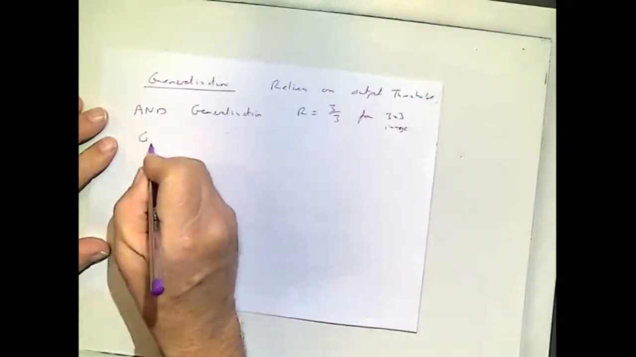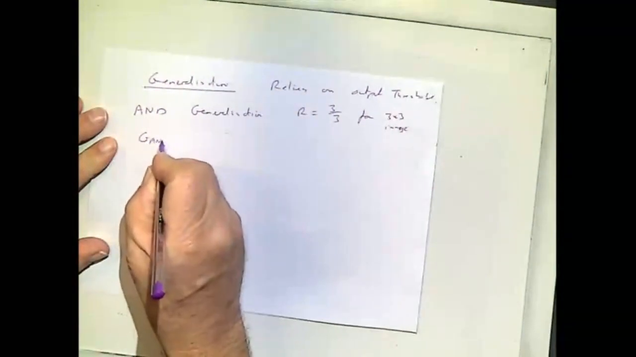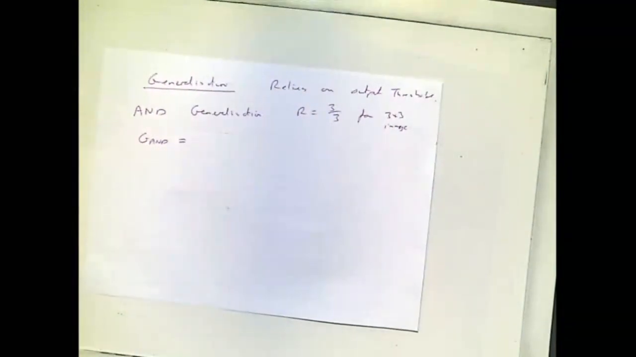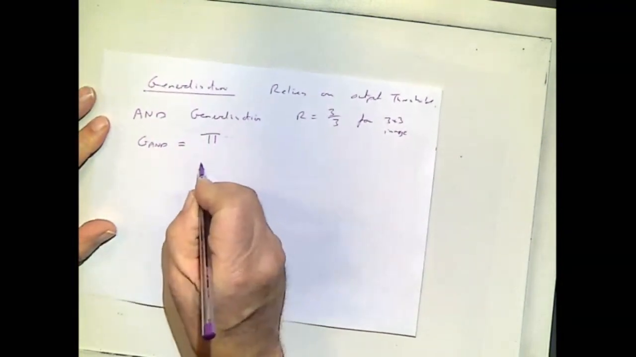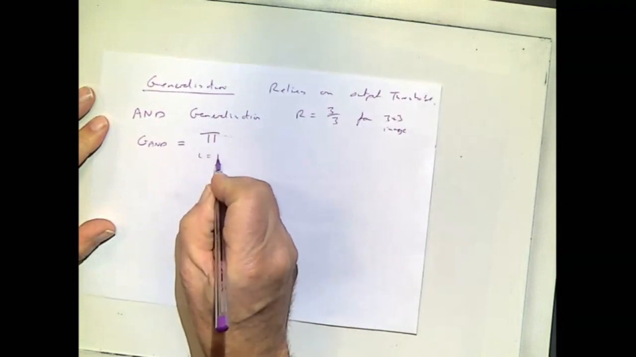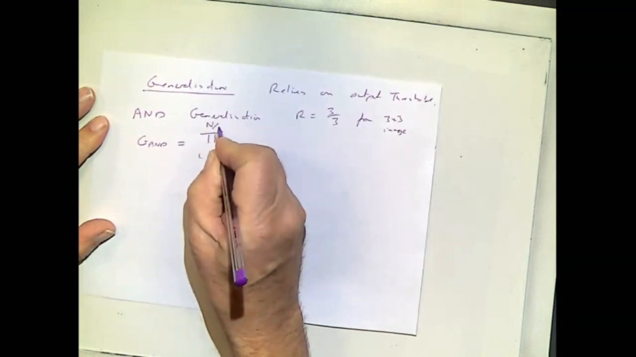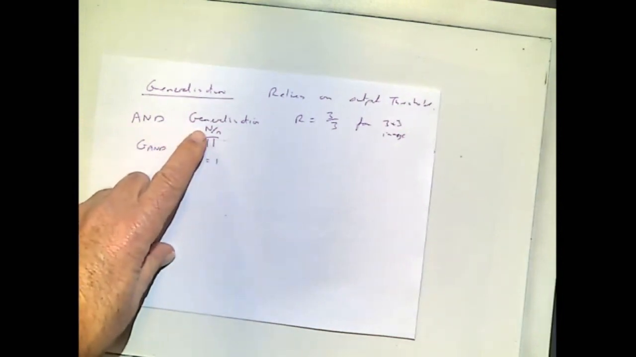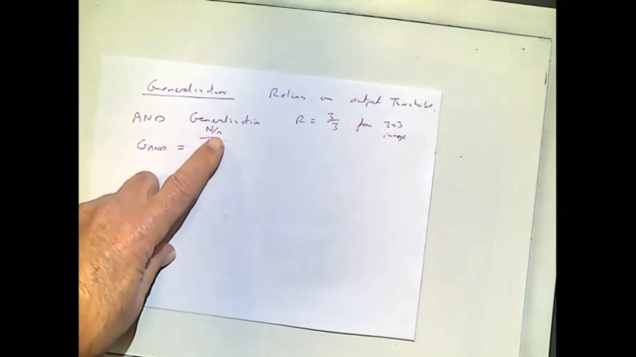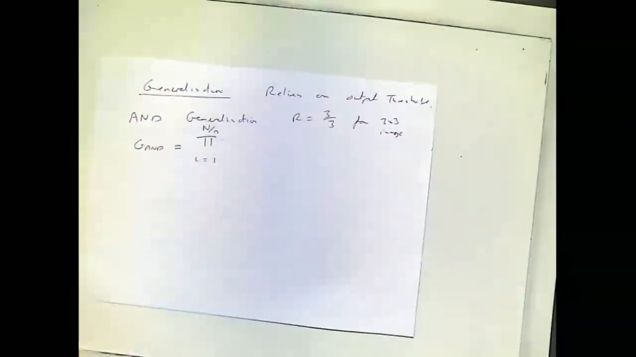G AND can be calculated by this formula. It is the product series, pi, i equals 1 to n over little n, which is the number of functions. So in this case, a 3x3 image, the total number of pixels n is 9. The incremental size is 3. We're going to have our 3 functions.